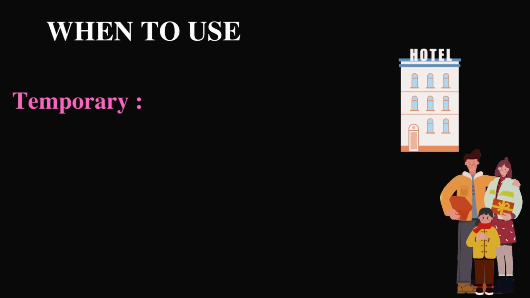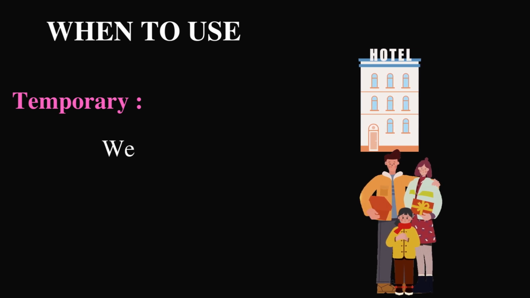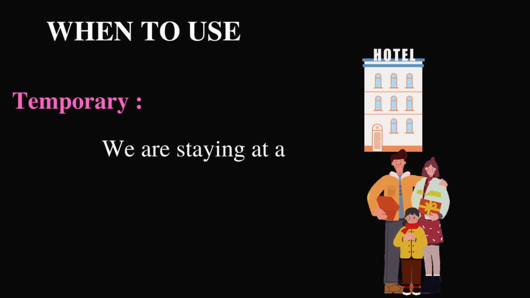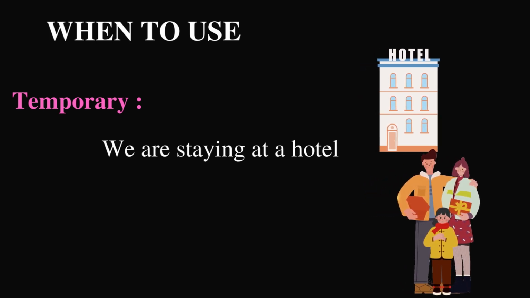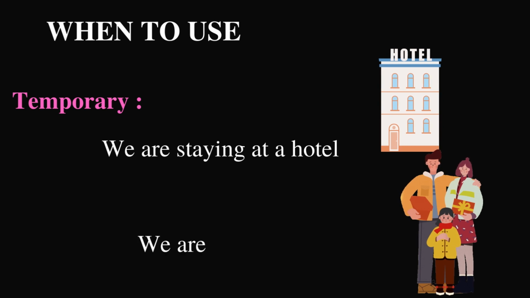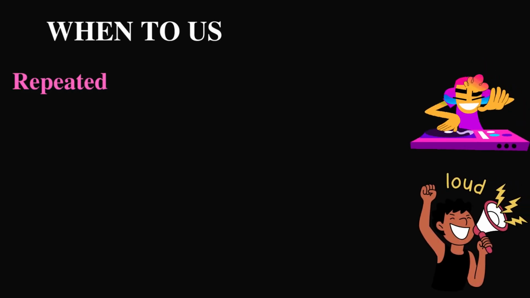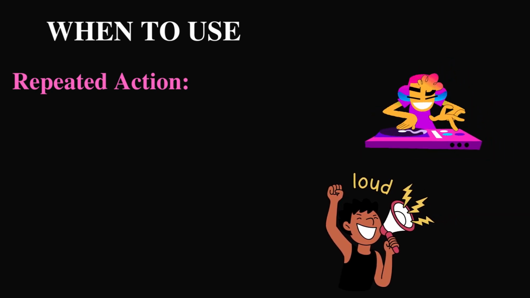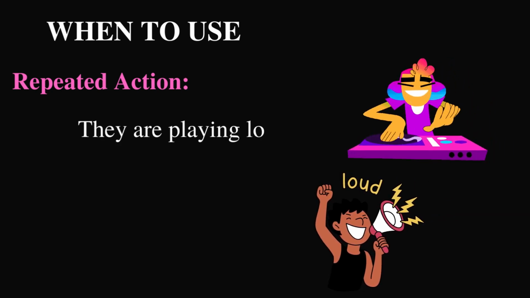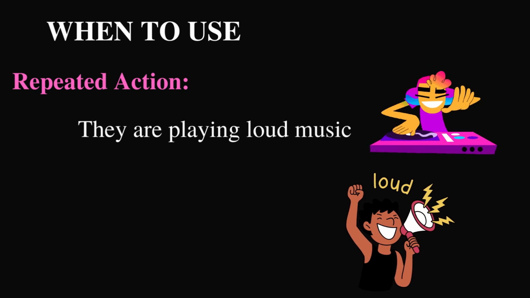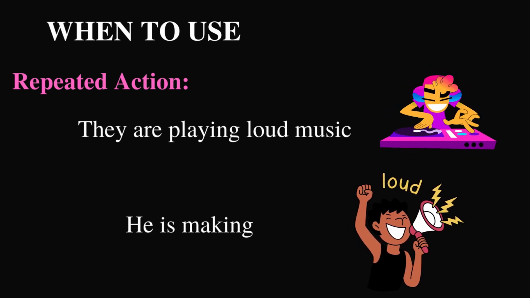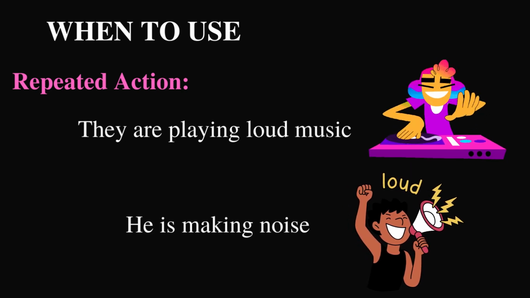We also use present continuous tense to talk about something that is temporary. For example, we are staying at a hotel, or we are traveling. A repeated action is reported by using present continuous tense. For example, they are playing loud music. He is making noise.